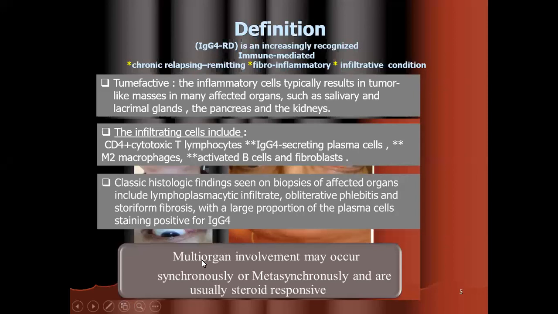Another criterion is that multi-organ involvement may occur synchronously together or metachronously, one organ after a few months or years, another organ, and so on, and are usually steroid responsive. We may add here that not only synchronous or metachronous, but transient affection may occur. If you look at the first sentence, we said relapsing, remitting; spontaneous remission may occur in some cases. Like a mass, then after a few months, you may make another image and see spontaneous resolution.